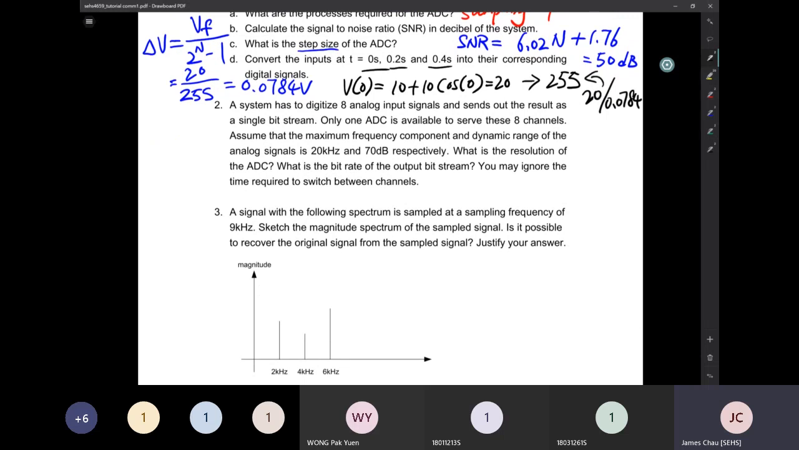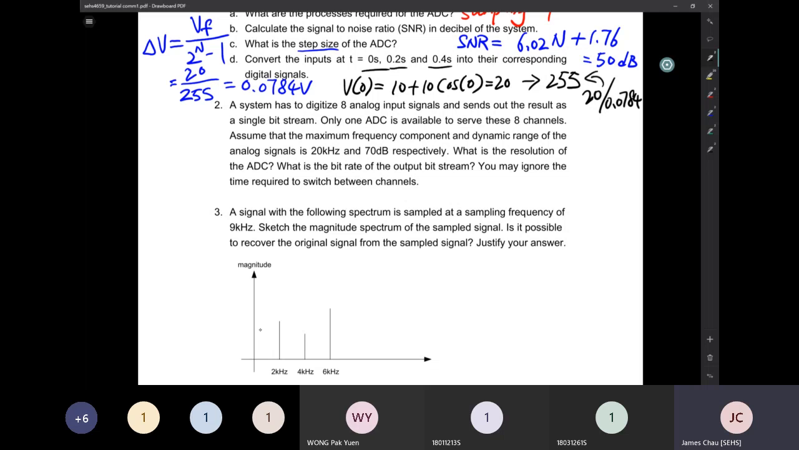Okay. Now in question 2, a system has to digitize 8 analog input signals and send out the result as a single bit stream. That means it combines 8 analog signals into a single channel. Only one ADC is available to serve these 8 channels. And assume the maximum frequency component and dynamic range of the analog signal is 20 kHz and 70 dB respectively. Now we have some questions. First, what is the resolution of the ADC?